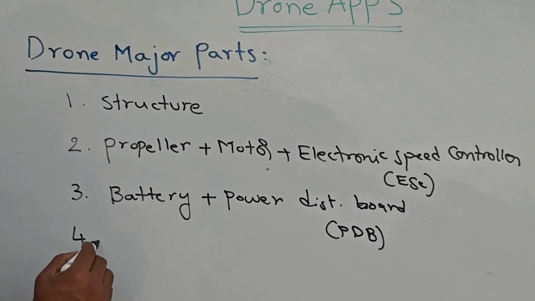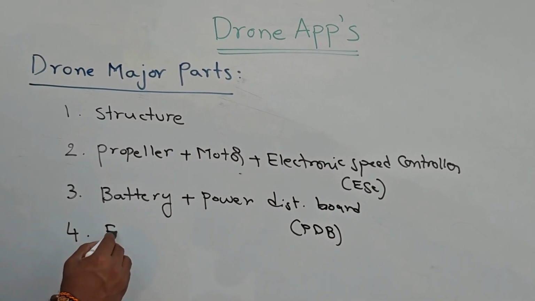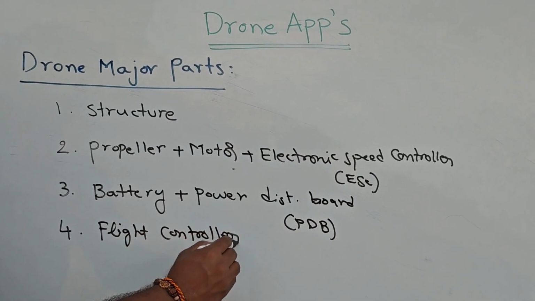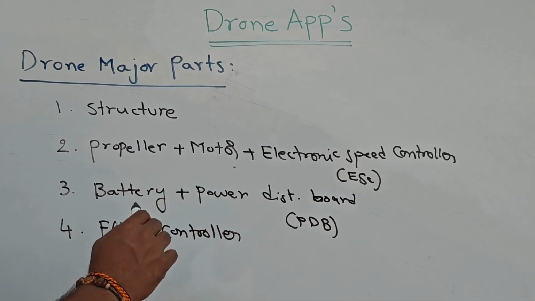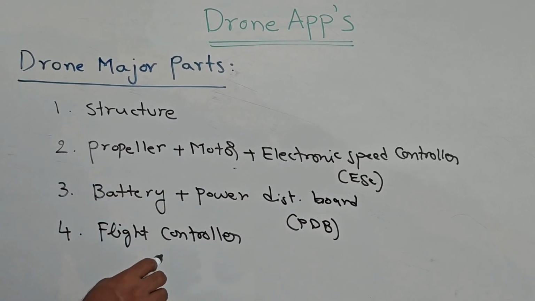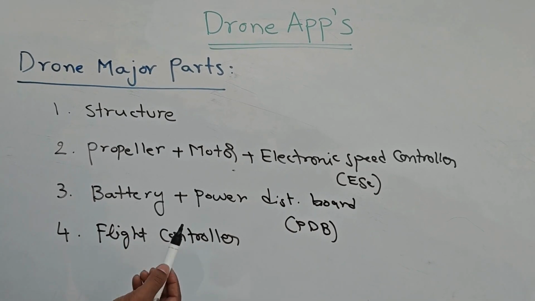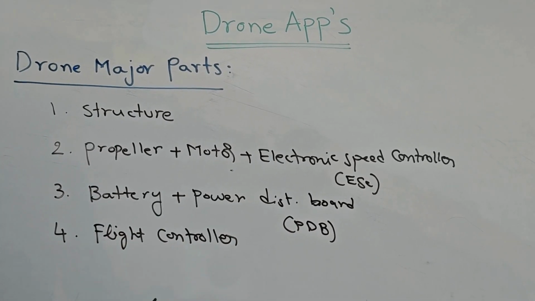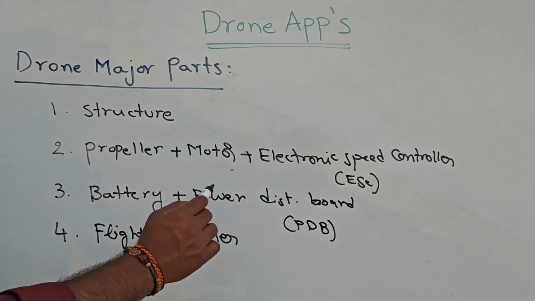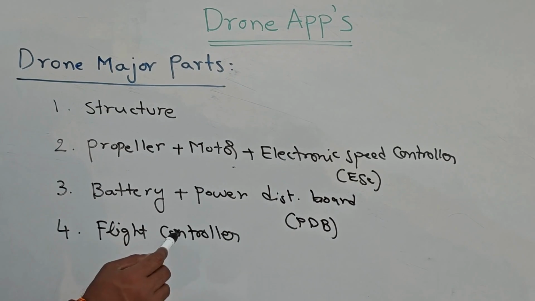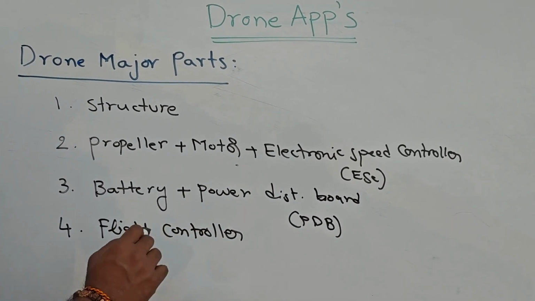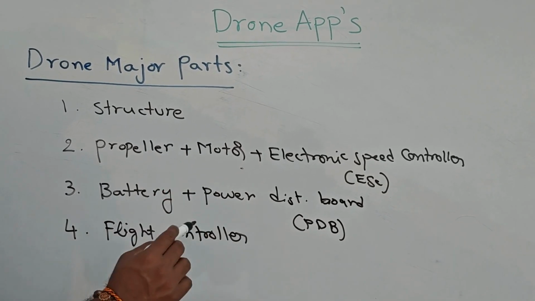The fourth part is the flight controller. Once you have the propeller and the power unit, the brain of the drone is required. The control part, which acts as the brain of the drone, is called the flight controller. This flight controller is connected to the major parts of the system. For example, it connects to the motor through the electronic speed controllers, and it connects to the power distribution board, and it connects to the remote control aspects, which entirely controls all the parts of the drone.